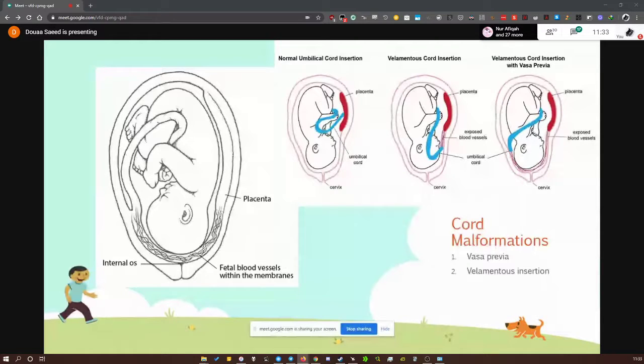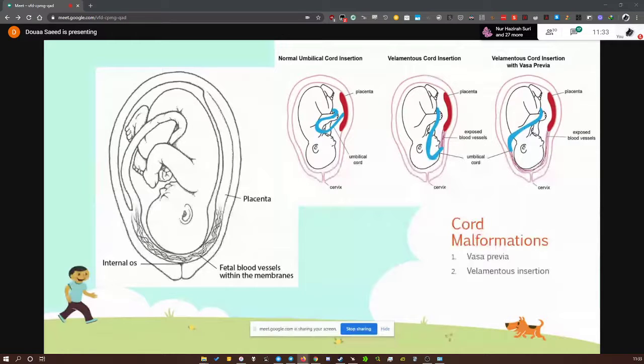So there'll be exposed blood vessels, and it becomes worse when it's with vasa previa as well, whereby you can see that the exposed blood vessels run from the placenta to under the baby's head and then go on to the baby. And over there, when there's pressure from the baby's head, then the bleeding can be bigger.